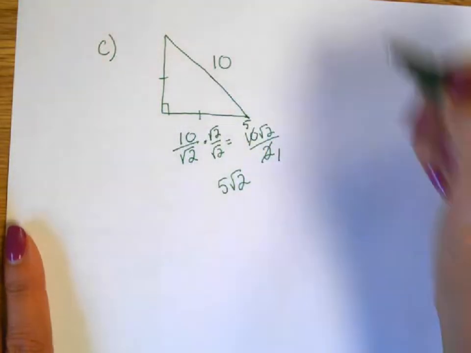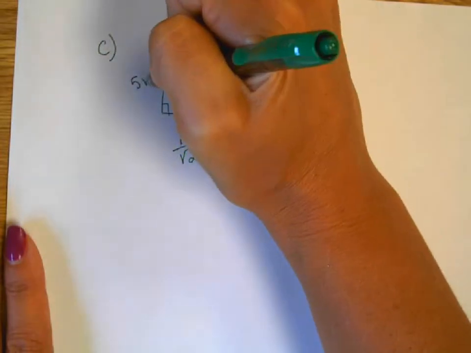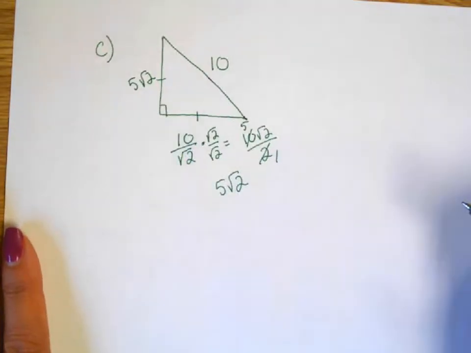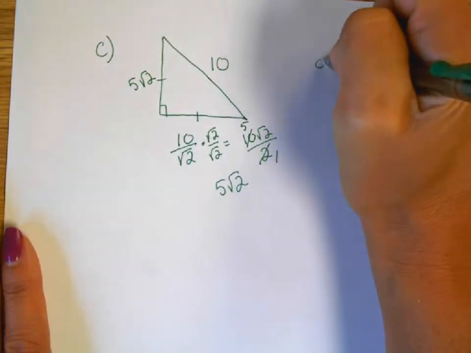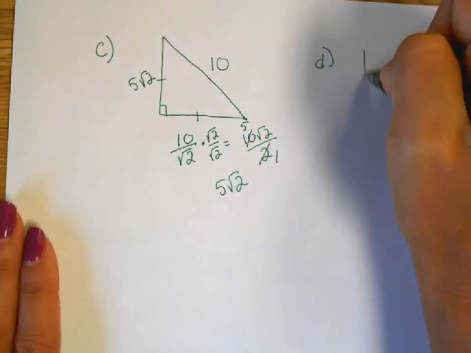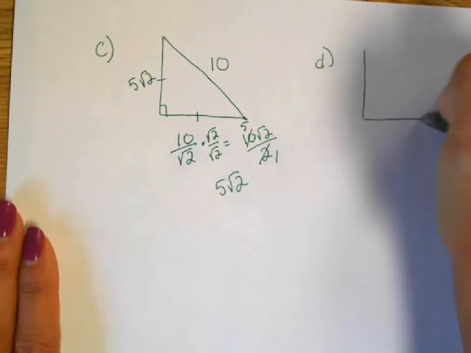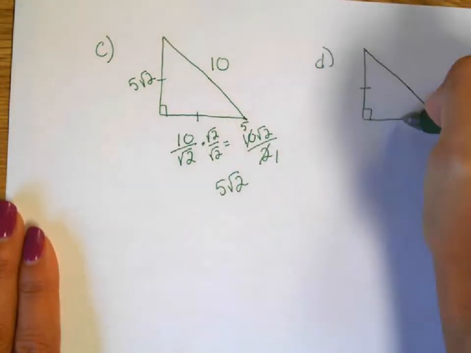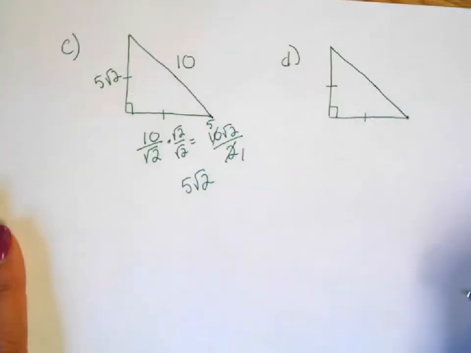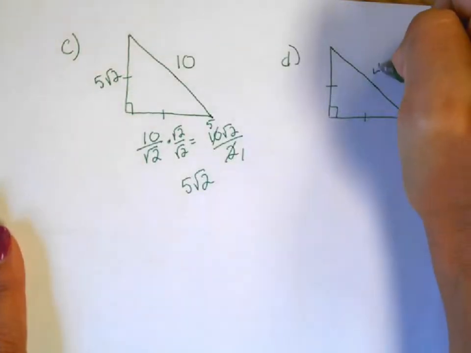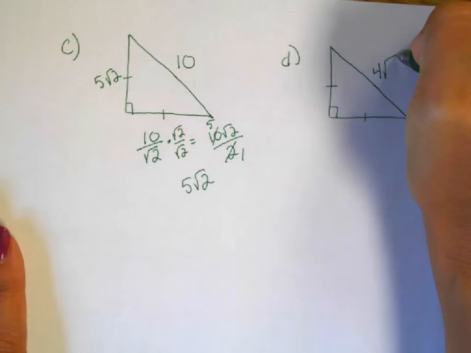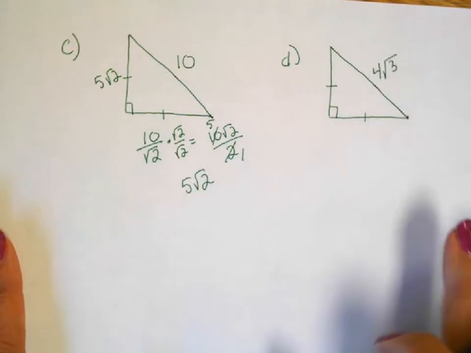And now what's the other leg? 5 square root of 2. And then the last one, the hardest I can make this, I've covered everything, is to put something ugly on that hypotenuse. This is exactly the same thing we did there. I'll give you the hypotenuse again, but it's going to be 4 square root of 3. Ugly, but I don't care.